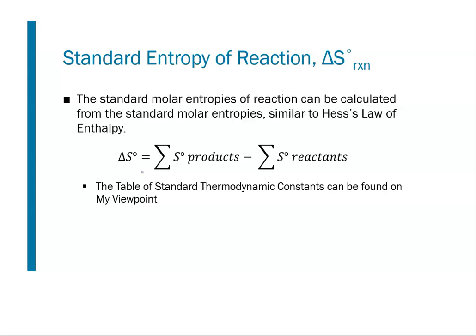So we can use the standard entropy of reaction. This is the same equation that we used for delta H with Hess's law. So delta S is equal to the sum of the delta S's of the products minus the reactants. Remember to multiply by the coefficients, just like we did with delta H. So it's exactly the same. This is on the formula sheet under thermodynamics, so you don't have to memorize that.